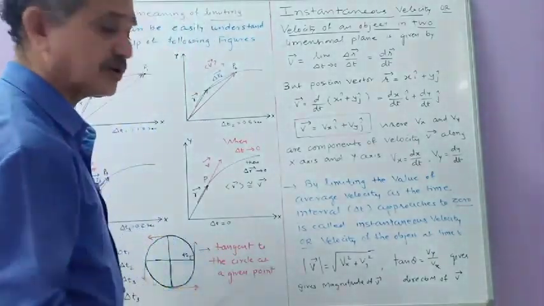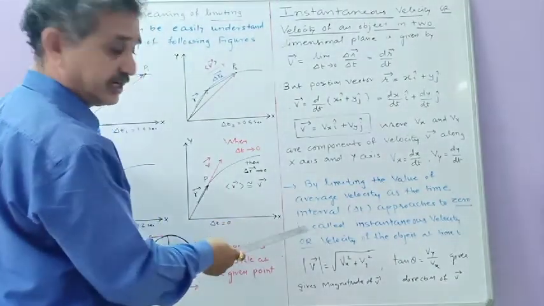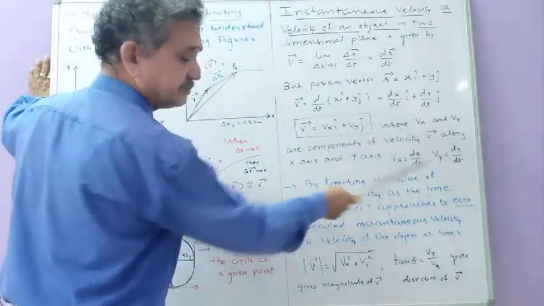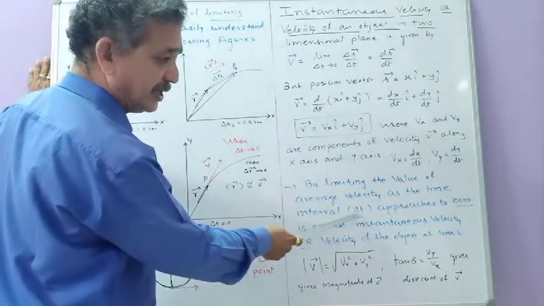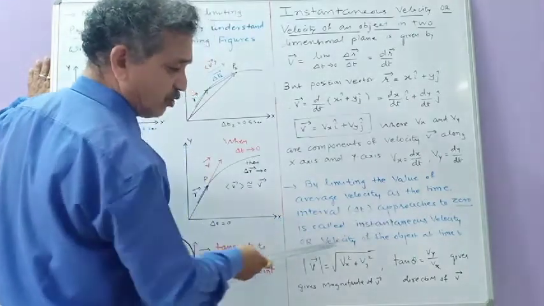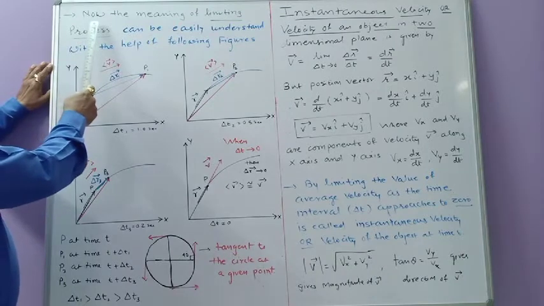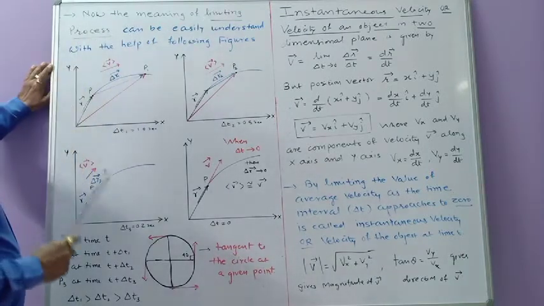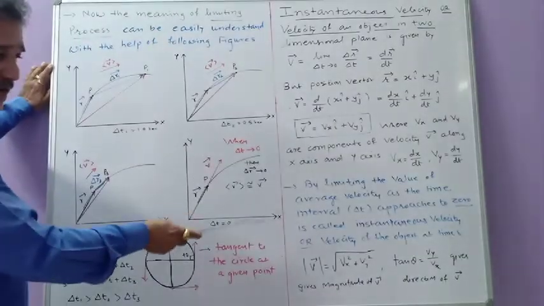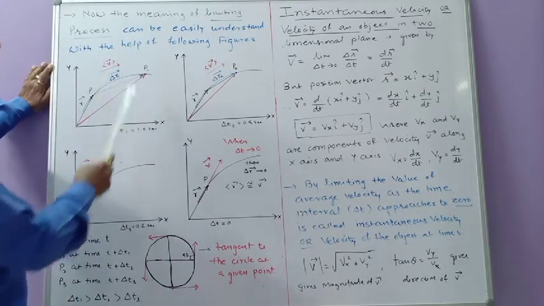But now we try to understand the meaning of instantaneous velocity. What is the definition? The limiting value of average velocity as the time interval delta t approaches 0 is called instantaneous velocity, or velocity of the object at that time. So now we try to understand the meaning of the limiting process. What is the meaning of this delta t tends to 0?